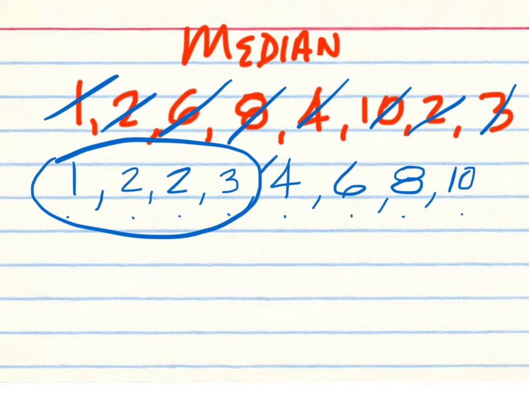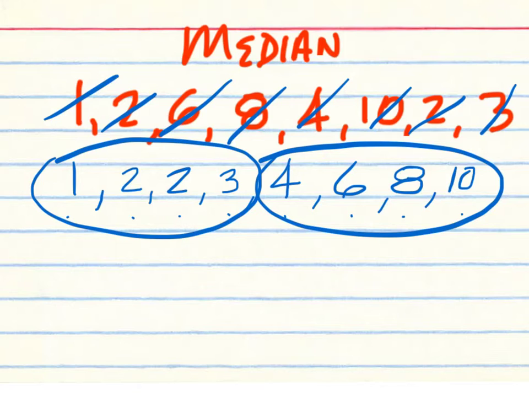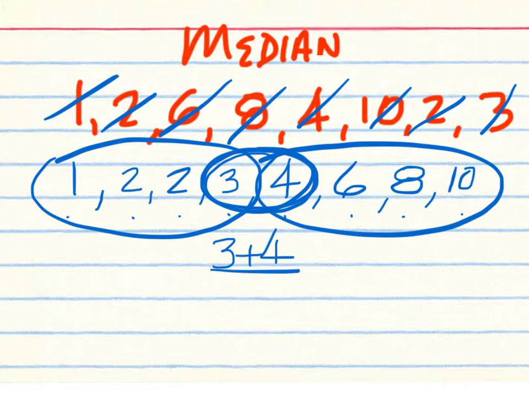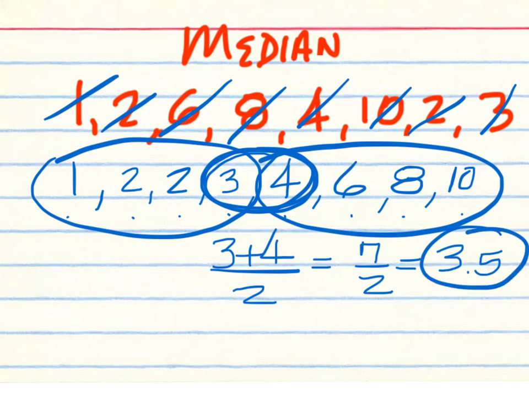Count over this way 4, and then this way 4. So you don't have an exact middle number. What you need to do next is to use the two middle numbers, which would be 3 and 4, add those together, and divide by 2. The median in this case would be 3.5.